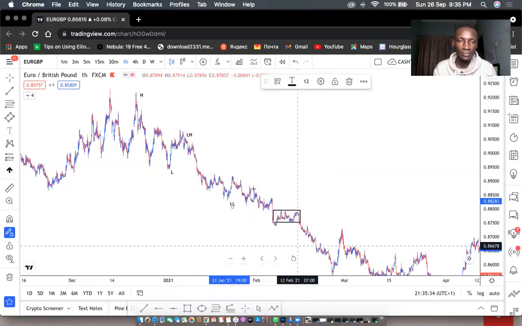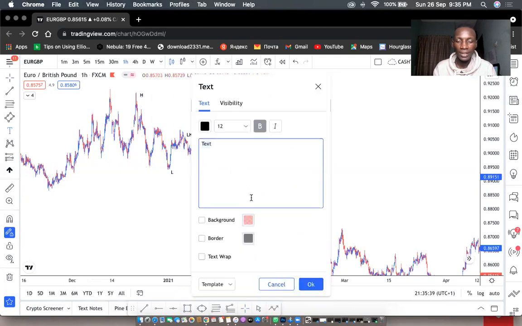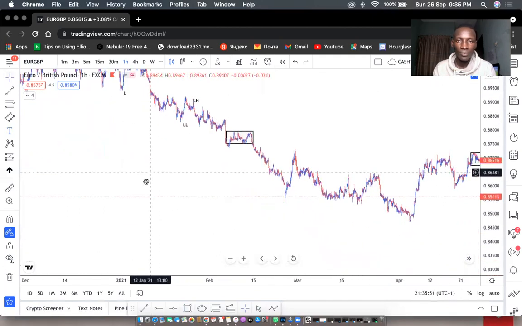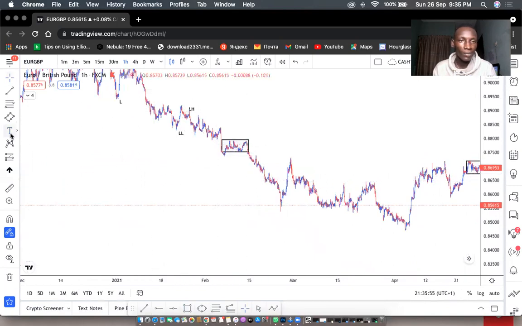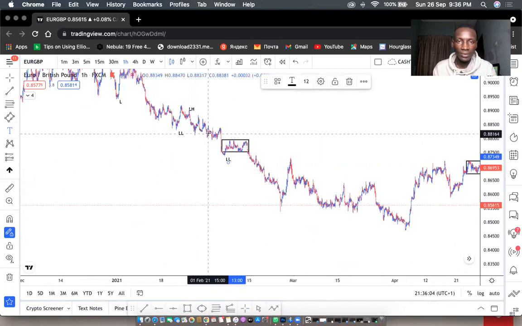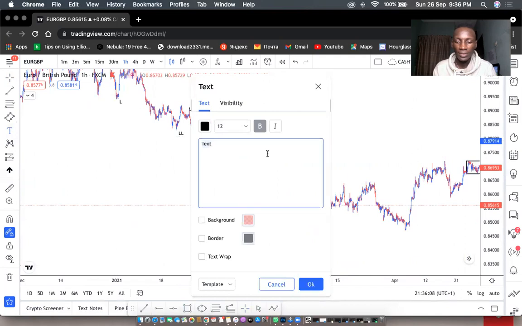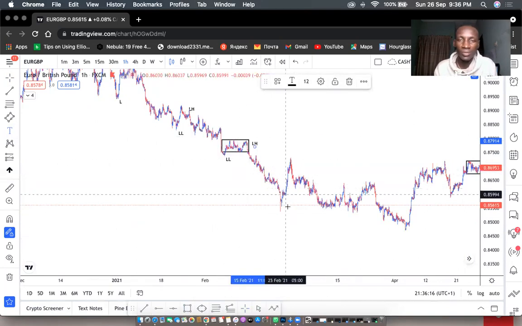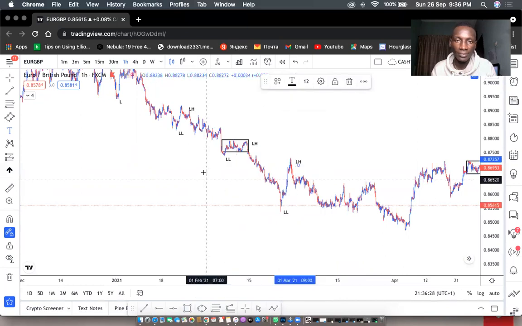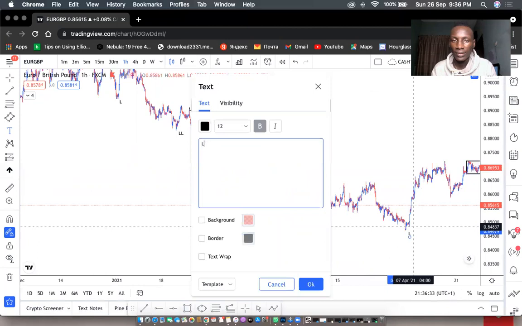lower low. Came up here and did the lower high. Then it came here, the lower low. That was when it came here to do this lower high. Yeah. It's a lower low, lower high, this lower low.